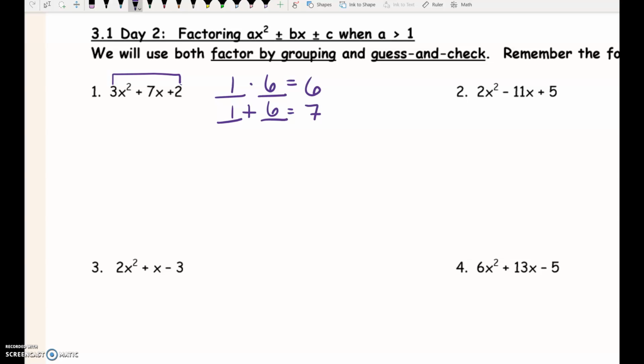Now here's another tiny little curveball. We can't just do x plus 1 times x plus 6. Because if we did, so don't write this down yet, if we did x plus 1 times x plus 6, x times x is x squared, not 3x squared. So we really need this first blank and the first blank of the second set of parentheses. We need these two to become 3x squared. So one of them is probably going to be 3x, the other one is going to be x.